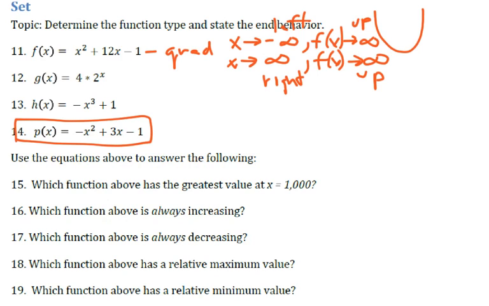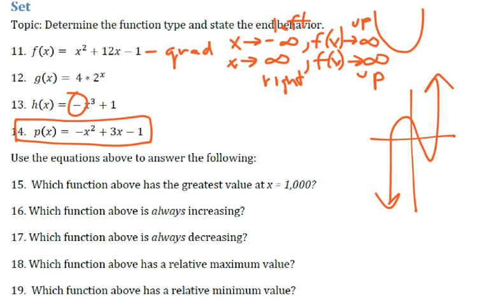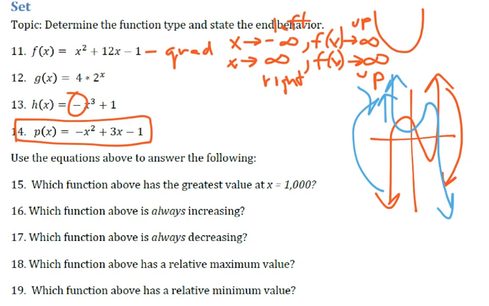Now 13 is a cubic. These ones are more difficult to deal with. Cubics normally look something like this. But because it's got that negative, it's going to flip this down and this up and look more like that. So, as we go to the left, we're going to go up. So write it like this. I'm running out of space, so you guys just write it that way. As it goes to the left, we're going up. And as we go to the right, we're going down.